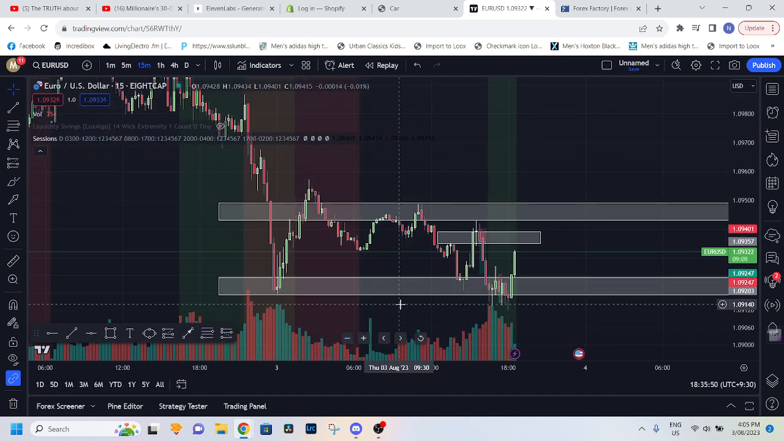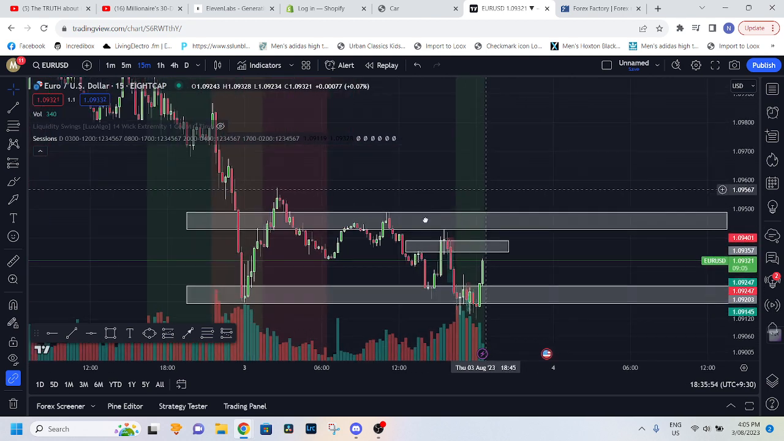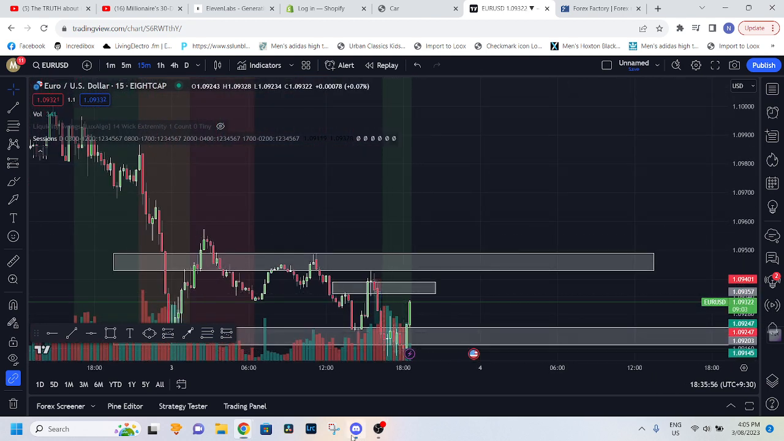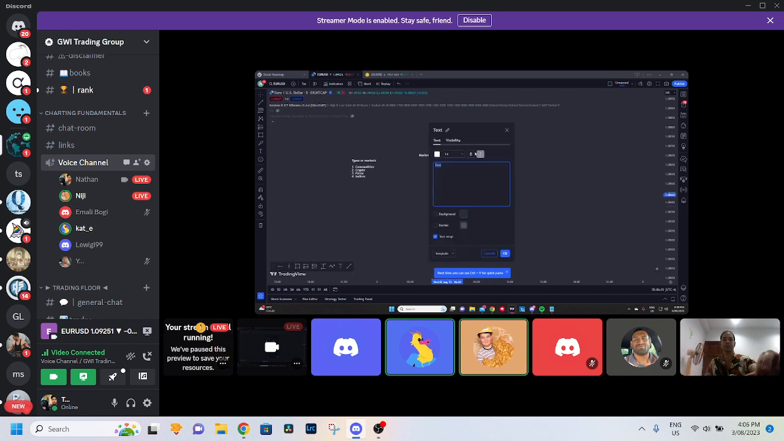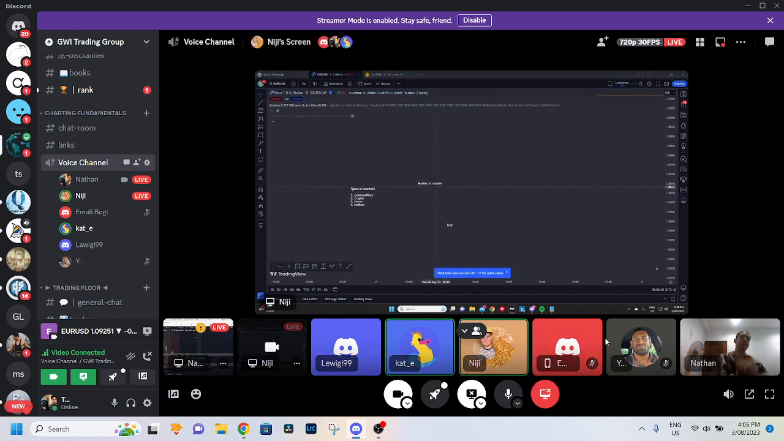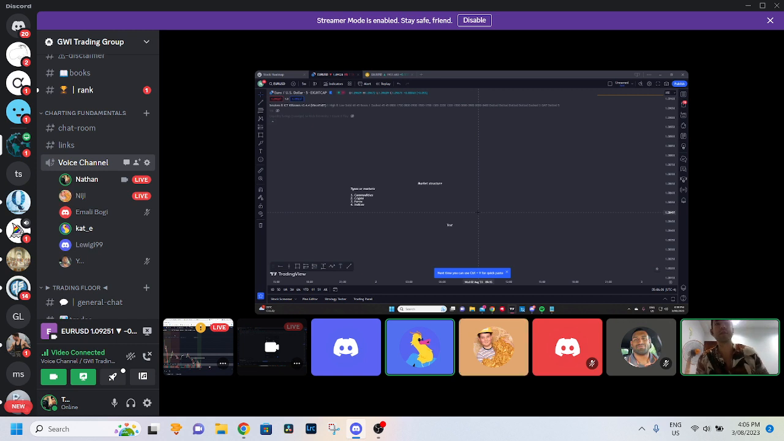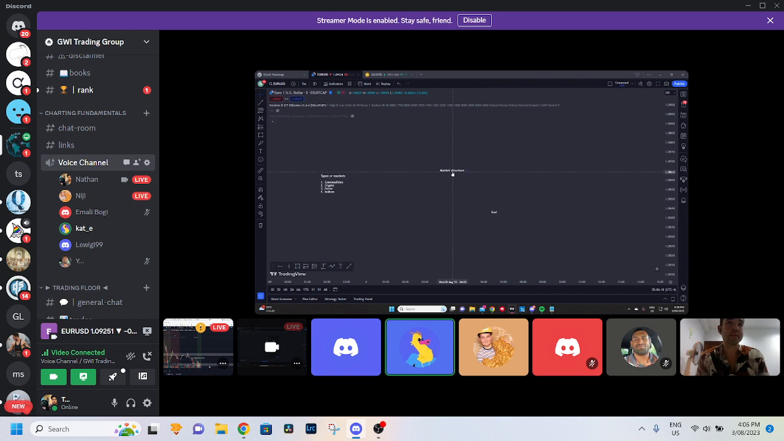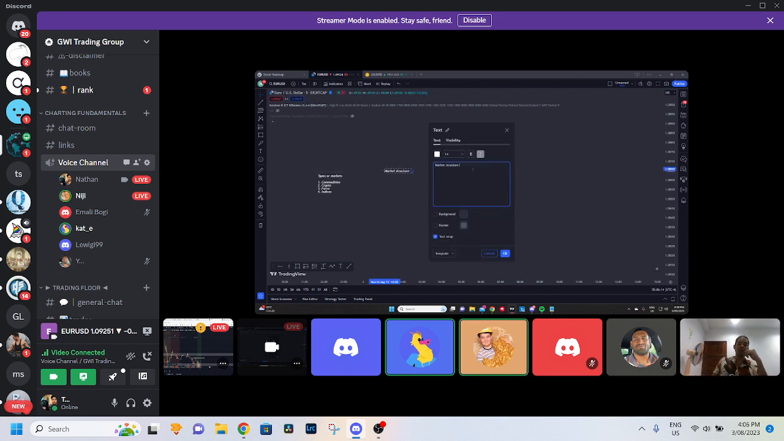Today we're going to talk about market structure. We talked about this last time, but we're going to go into a lot more detail, because when you first hop on the charts, it's the first thing you'll look at. We need to zoom in a little bit, it's hard to see. It's important to understand market structure because you need to know what type of trend we're in.